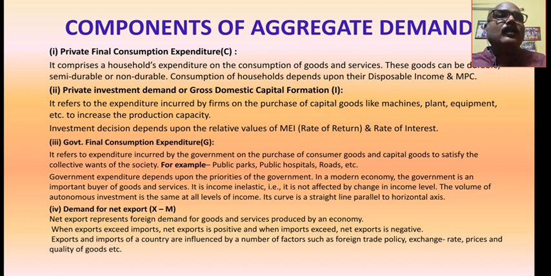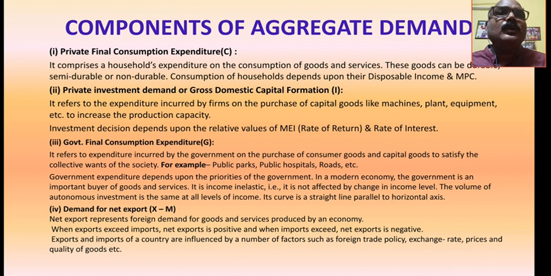Second one is the investment expenditure, or it is called gross domestic capital formation. Already you know about it in the expenditure method of national income accounting. Under the expenditure method, you know that GDP MP is the sum of four components. One is private final consumption expenditure, second one is gross domestic capital formation, third one is the government final consumption expenditure, and fourth one is the net export. Similarly, under this aggregate demand also there are four components, the same components.